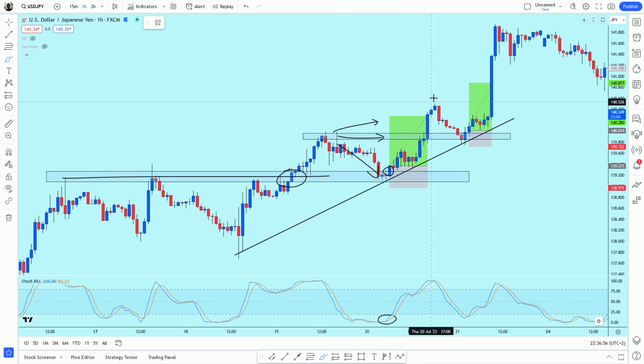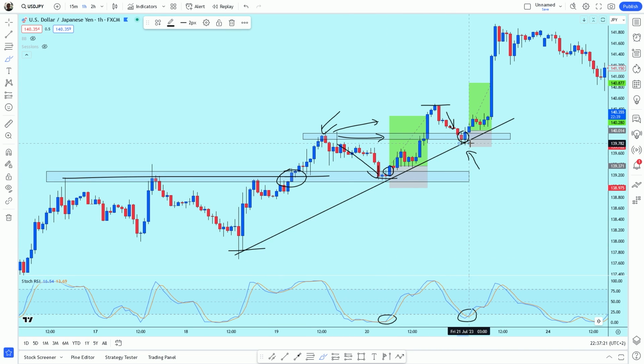Then we have a new higher high formation and price formed this bearish move to retest this previous high, this one. We also have an indicator buy signal, plus we have this bullish trend line that connects these previous higher lows. As a reaction we have this bullish engulfing candlestick pattern, and as you can see, price moved up.